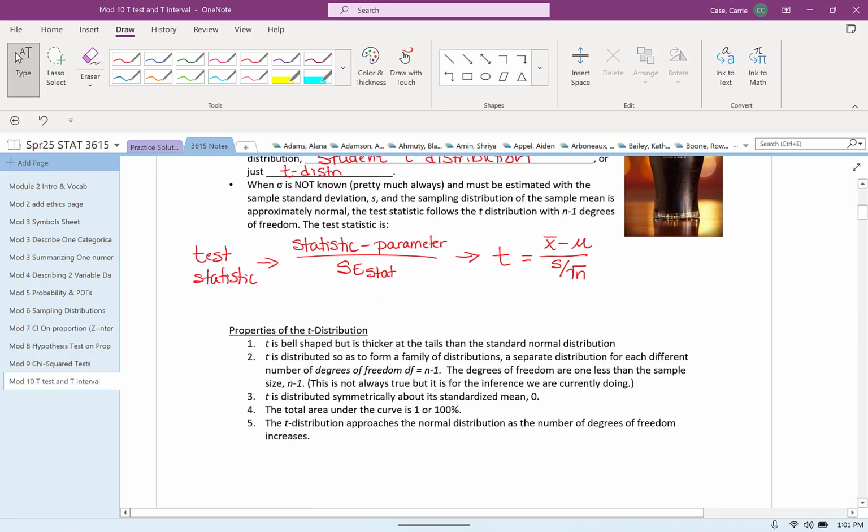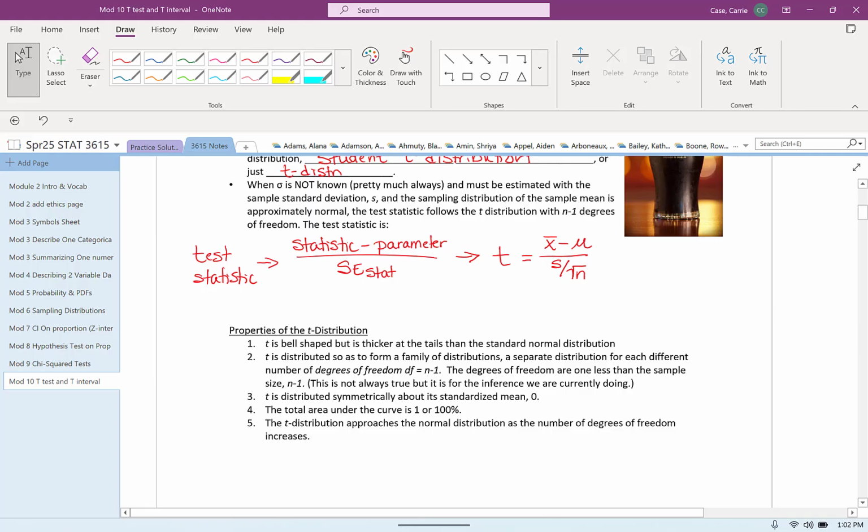So the properties of this t distribution. The t distribution looks remarkably like the normal distribution. It's bell-shaped, but it's thicker at the ends, or in the tails, than the standard normal distribution. The t is distributed so as to form a family of distributions, sort of like the chi-squared was. There's a separate distribution for each different number of degrees of freedom, n minus 1. And the degrees of freedom are one less than the sample size, n minus 1. But you guys, this is not always the case. It's just the case for the inference we are doing in this module.